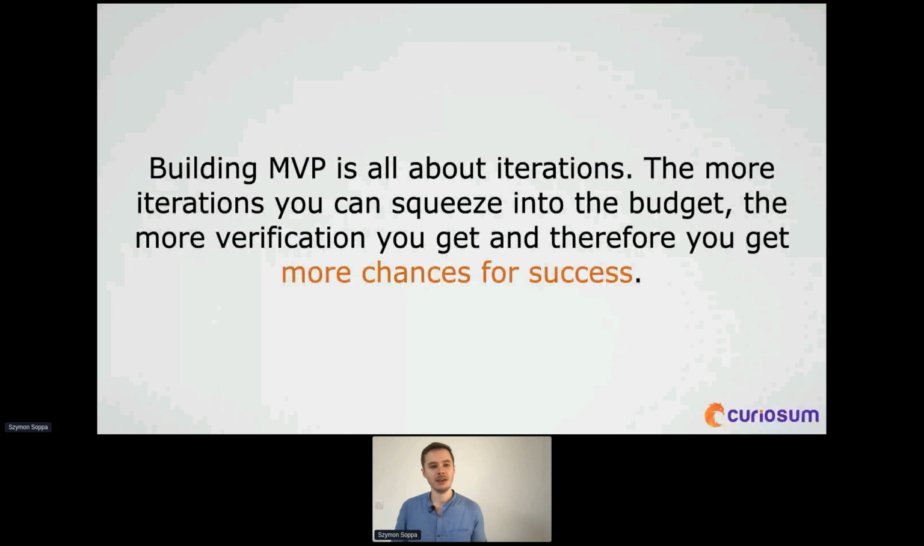So building MVP is all about iterations. And the more iterations you can squeeze into the budget, the more verification you get, and therefore you get more chances for success. And that's the most important thing I'd like you to remember after this talk, is that you don't focus on this big product anymore. You're focusing on building as many iterations as possible. That's where the chances for success comes in. And that's where I see potentially that we can reduce this 90% of failing rate into something lower.